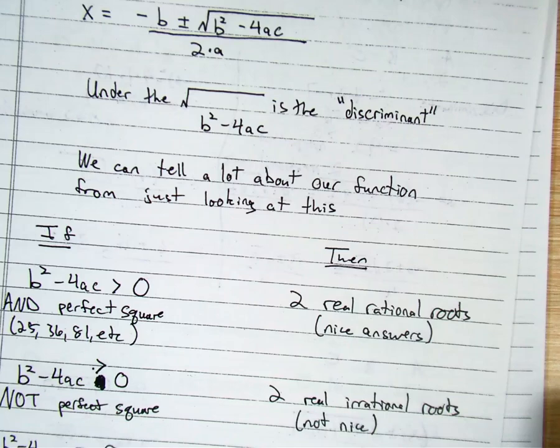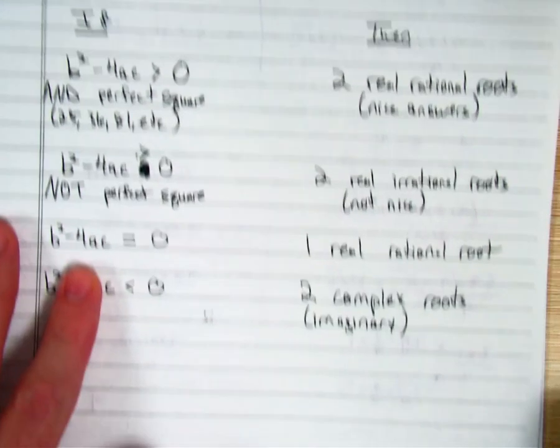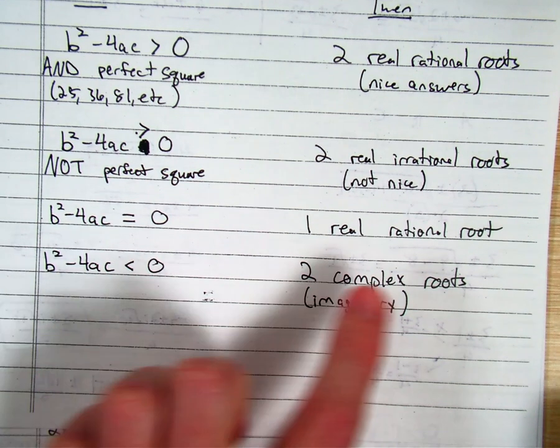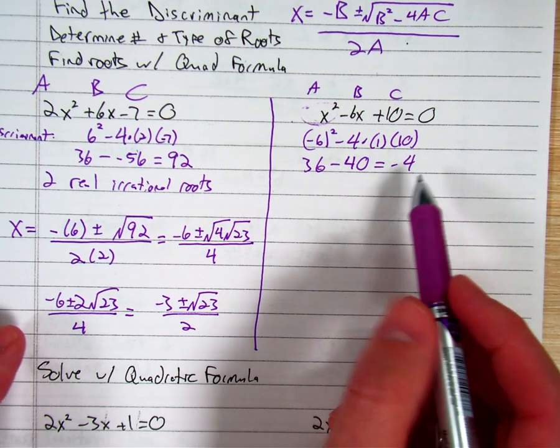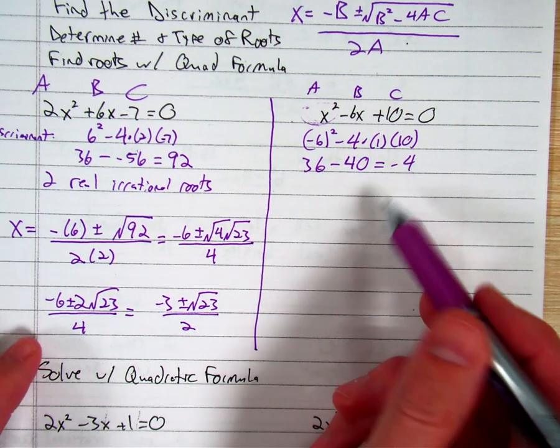Okay, what do we got going on with a negative 4? Negative. 2 complex roots, 2 imaginary roots. We're going to be having an I involved. It might have a radical in it still at the end. It might not. We'll see. It's just saying that there's going to be I involved.